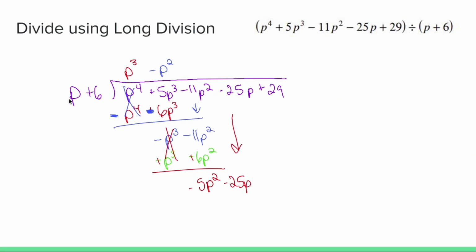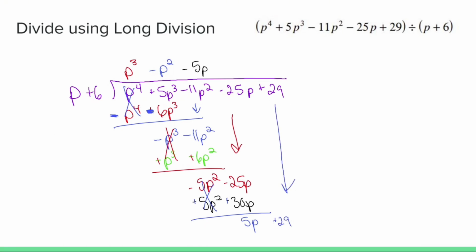P times what is negative 5p squared? P times negative 5p is negative 5p squared. So multiply negative 5p to p. That becomes negative 5p squared. Multiply it to 6 as well. So minus 30p. Subtract the entire row, which means flip the signs of everything. You will always cross out. Negative 25p plus 30p is 5p. Drop down the plus 29.